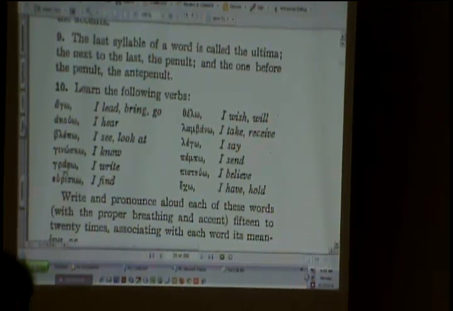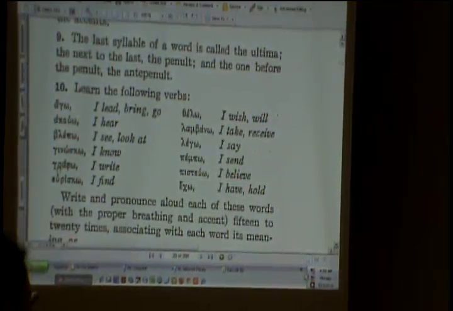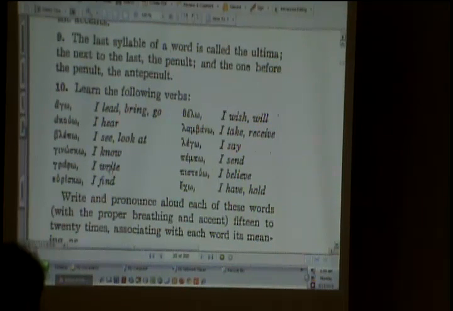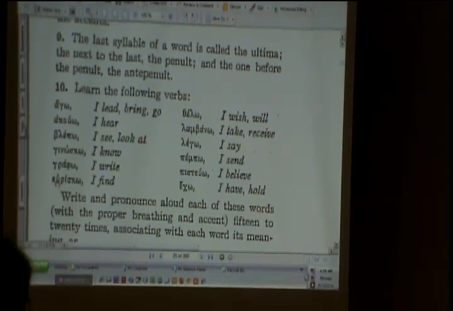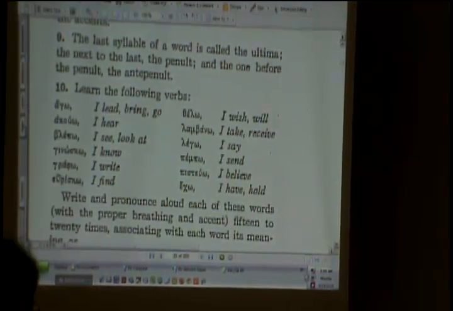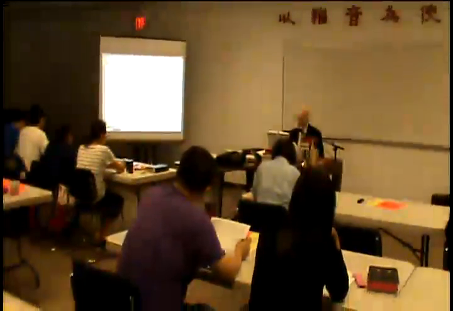And then grafo. Notice that trill in the R, grafo. What accent is that? Acute. Means I write. And heurisko. What kind of accent is that? Acute. What kind of breathing mark is that? It is acute accent, but what kind of breathing mark is it? Rough or smooth? Rough. Why? To the left. That's heurisko. That means I find.